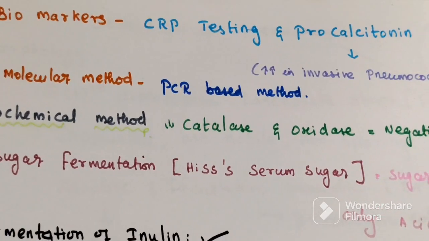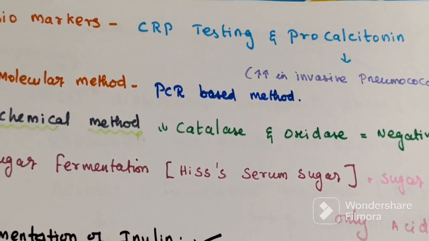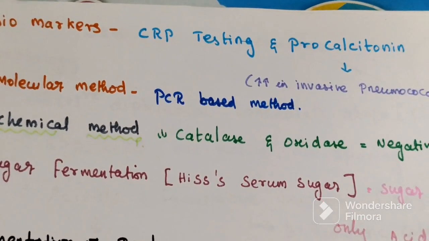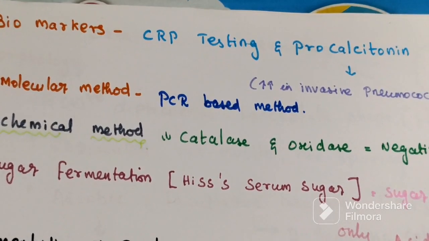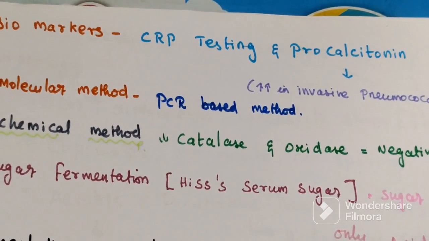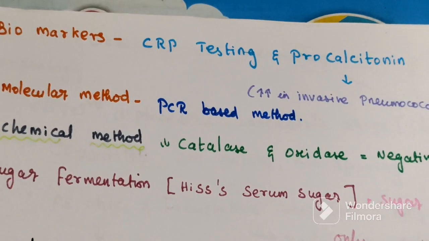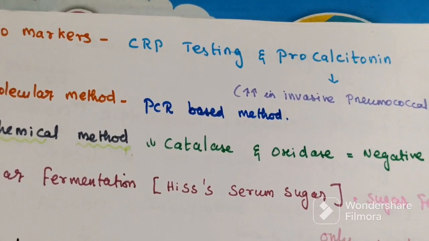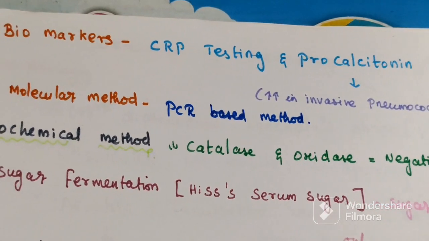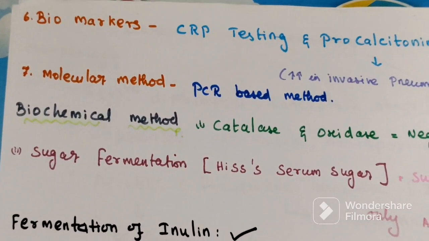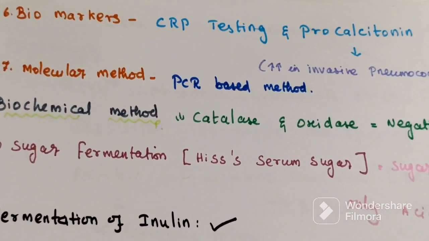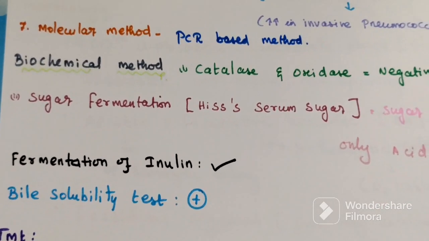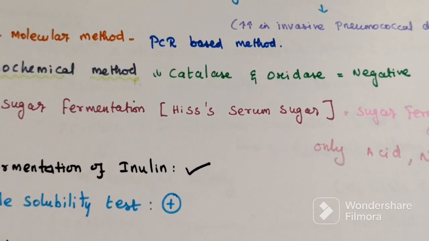Biomarkers. This includes testing of CRP, C-reactive protein, and procalcitonin, which increases in invasive pneumococcal disease. Next one is molecular method, which includes PCR based methods. Next one is biochemical method. Catalase and oxidase tests are negative.